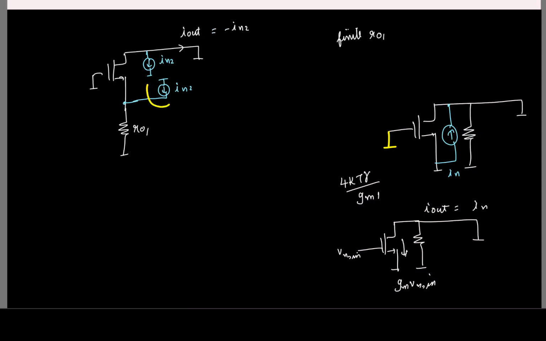Now you need to find the contribution due to the other source. It basically will be split between the impedance looking up and down. What is the impedance looking up? 1 by GM. So what will be the division factor? What is the fraction? Let's write it. R01 by R01 plus 1 by GM. This is GM2. Yeah, so if I simplify it, what do we get?